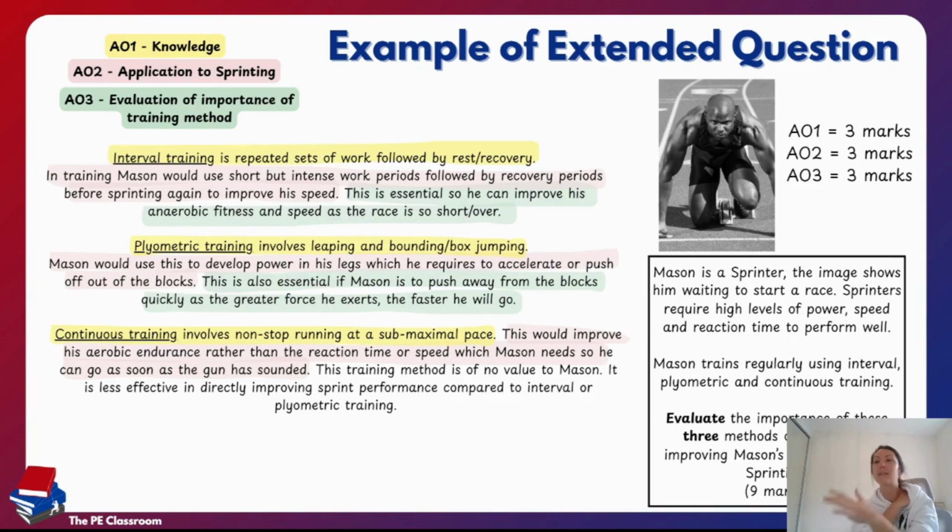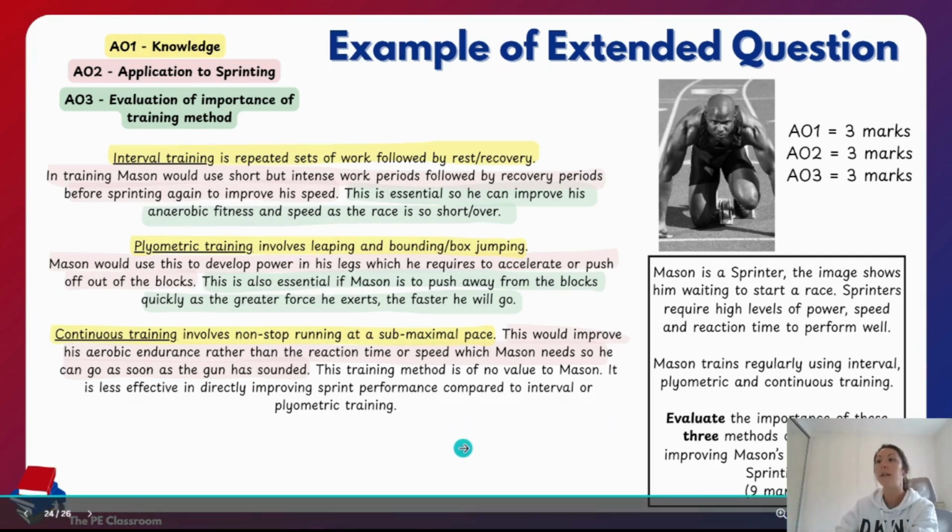Okay, so I've basically there linked the fact that continuous training does not really improve any of the components of fitness that is specified in the question. I've obviously kind of stated that he could do with reaction time because he needs it when reacting to the gun, but I've said that it doesn't obviously apply to continuous training. This training method is of no value to Mason.